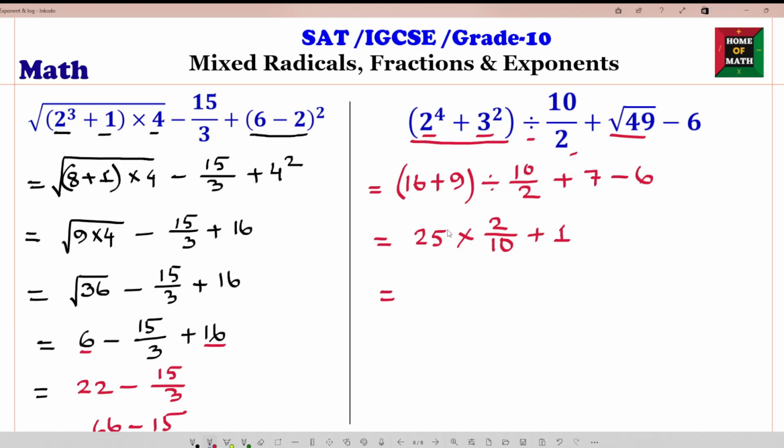So we can divide this 25 and 10 by 5. So 5 times 5 means 25 and 10 divided 5 means 2. And these two we can cancel out. So here is 5 plus 1, it will be 6, and this is our answer.